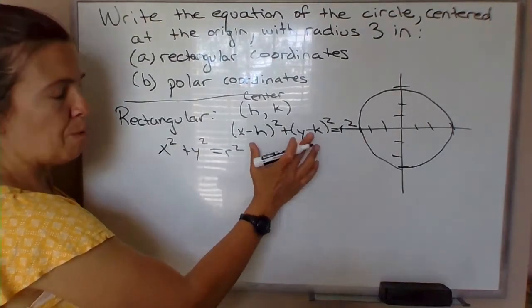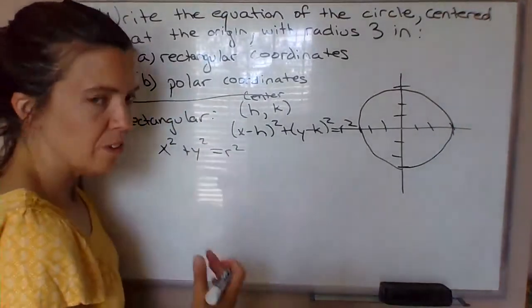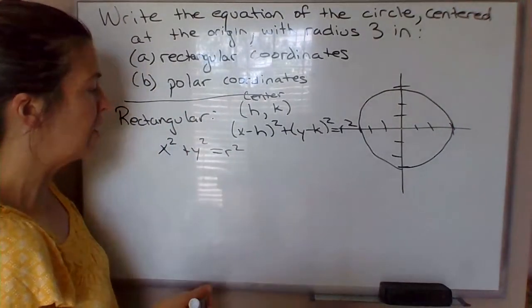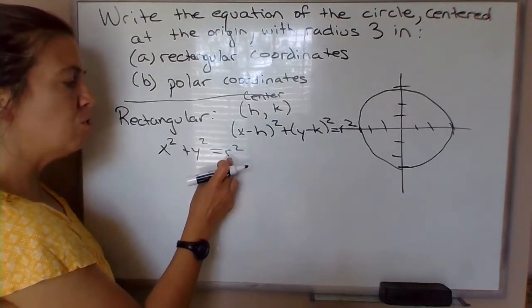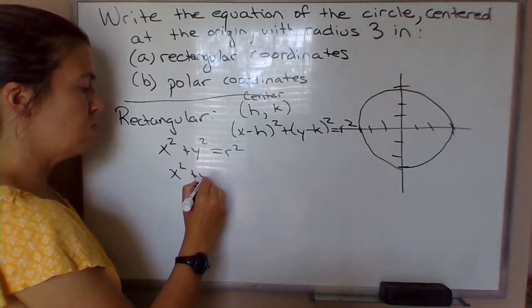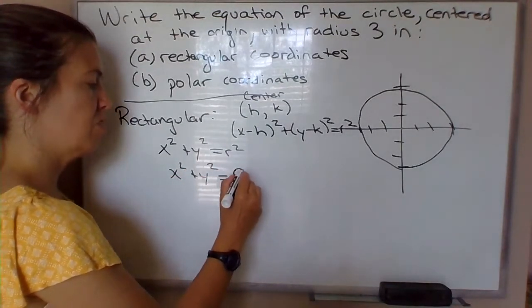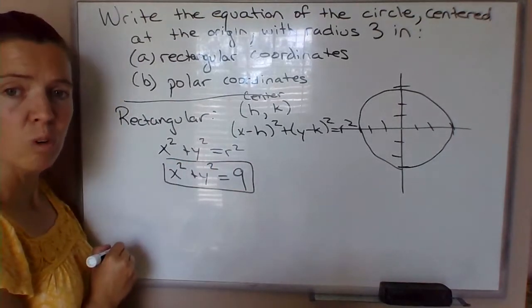I bring this form up only to jog your memory, if that helps you recall your circle equation writing and graphing days. So anyway, centered at the origin, radius 3, that just means we need to replace the r here with 3. So x squared plus y squared equals 3 squared, which is 9. So there's the equation in rectangular coordinates.